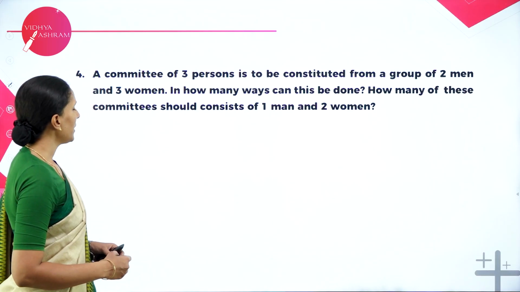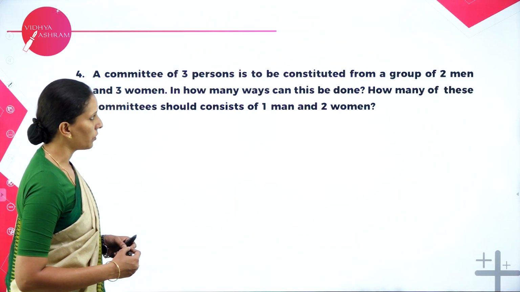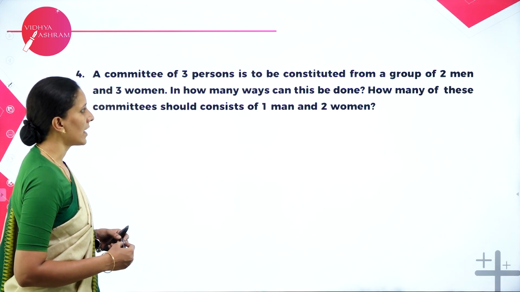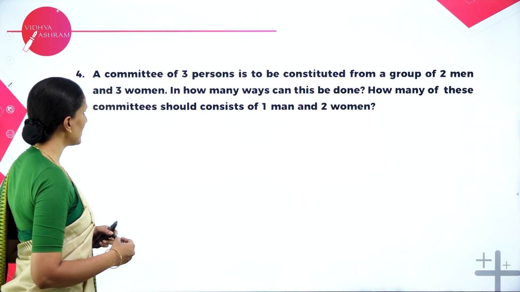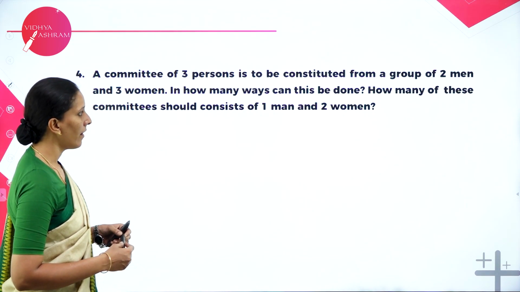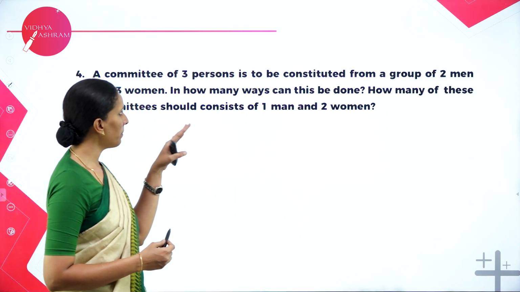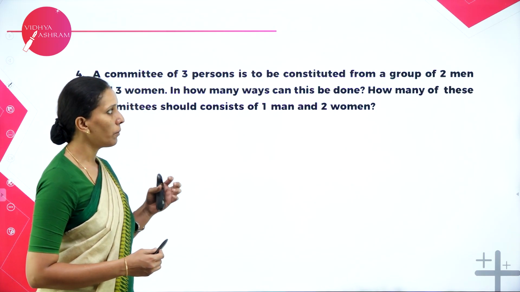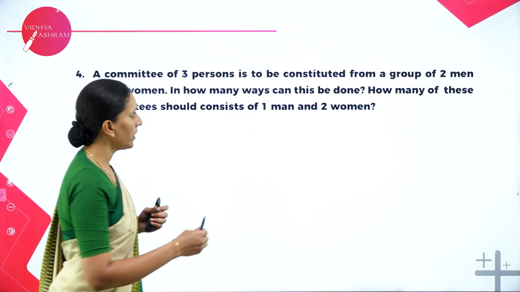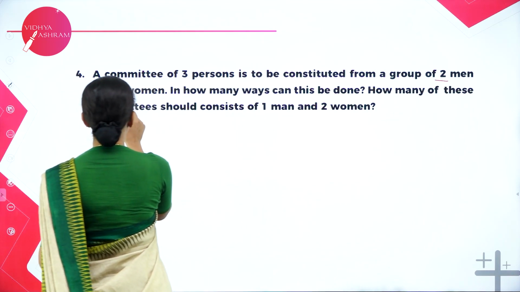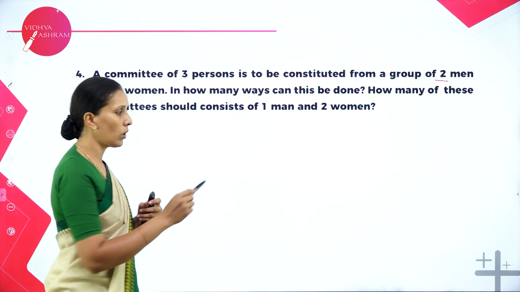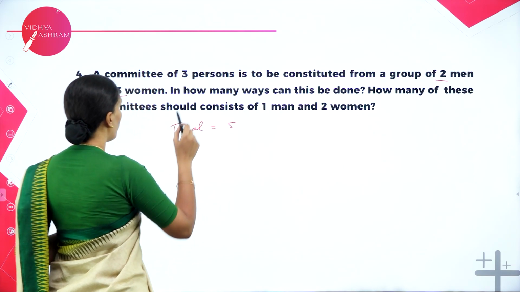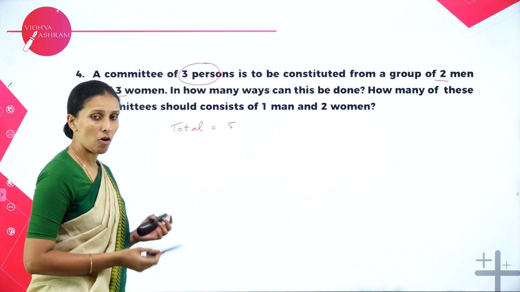Next question. A committee of 3 persons is to be constituted from a group of 2 men and 3 women. In how many ways can this be done? How many of these committees should consist of 1 man and 2 women? So a committee of 3 persons is to be constituted from 2 men and 3 women. So in how many ways can this be done? Now here 2 and 3 is equal to 5. So the total number of persons here is 5, and I need to form a committee of 3 persons. They may be men or they may be women.